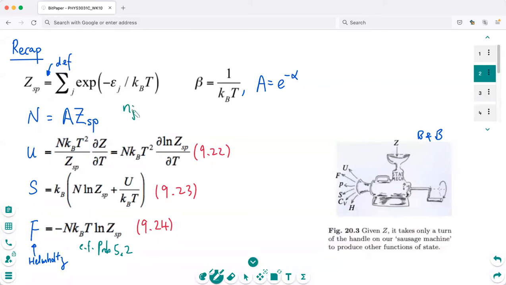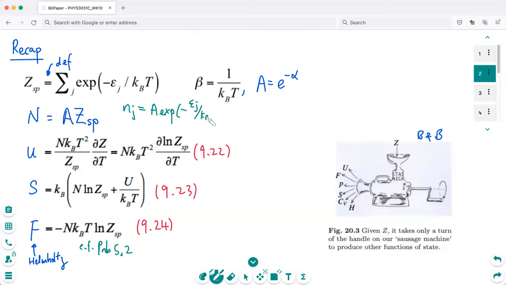I should just remind you, what is the point of doing all this? The point of doing all this is to really go back to the very basic. What do we want to do? What we want to do is to find out the number of particles occupying the energy state labeled by J. Okay, so that was our original goal. So that should be reminded here.